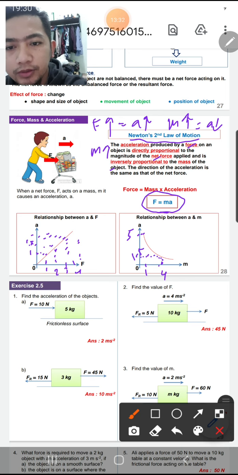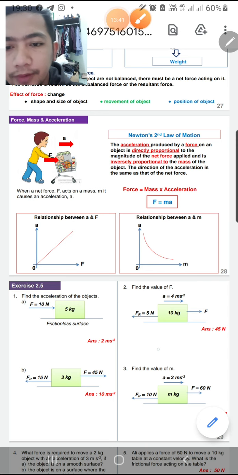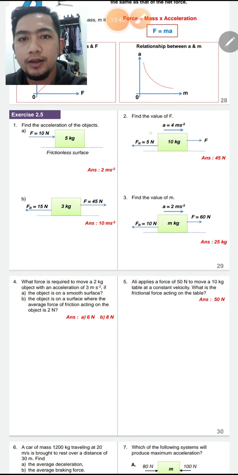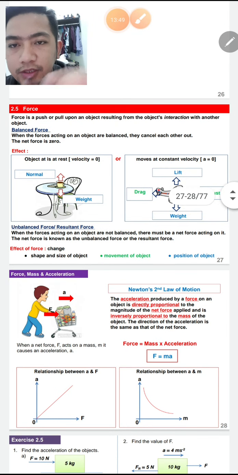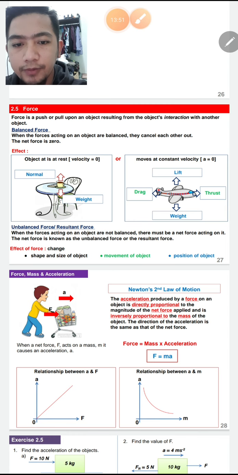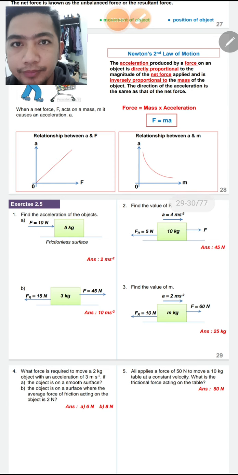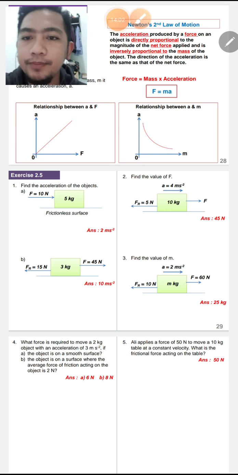So now we are going to make an exercise. Okay, a lot of questions here lah. Let's try one by one. How we apply the concept we learn here. Okay, concept about force and the formula of F equal to ma. How to relate in this question. Okay, exercise 2.5. Find the acceleration of the objects.